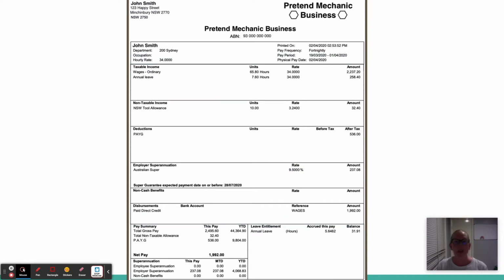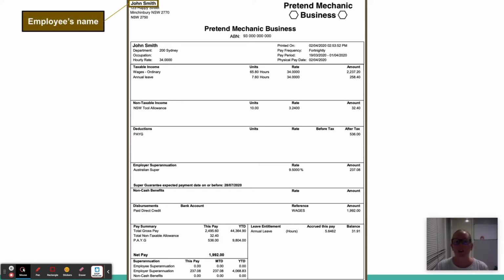So here is a real payslip that was received by somebody that I know. I've just changed their information, and I've changed the business name, and I've made that bit up. But otherwise, it's 100% a real payslip. All the figures are real. So every payslip, as I mentioned, has to contain particular information. So let's go through that information.